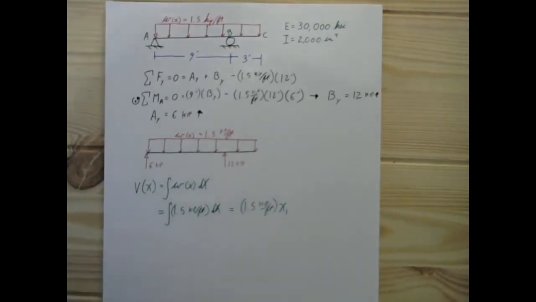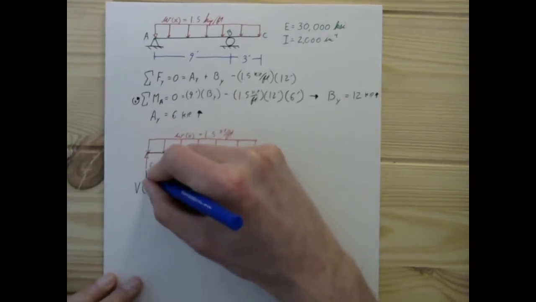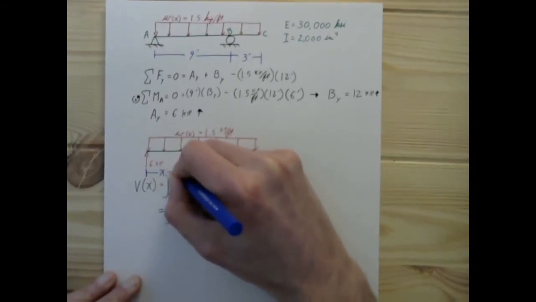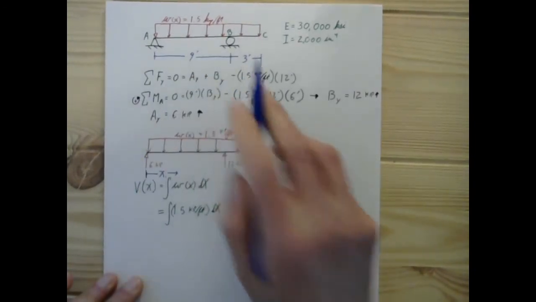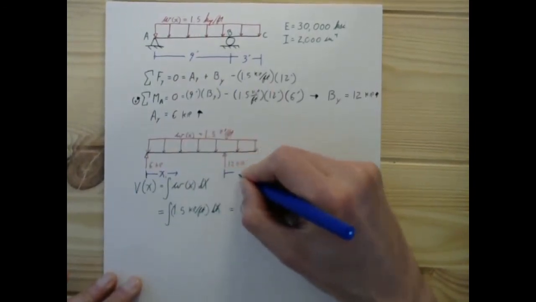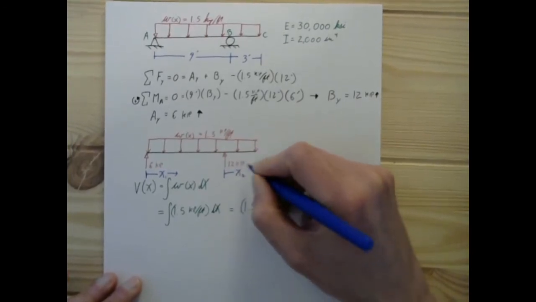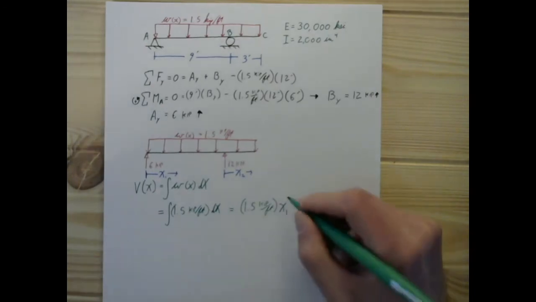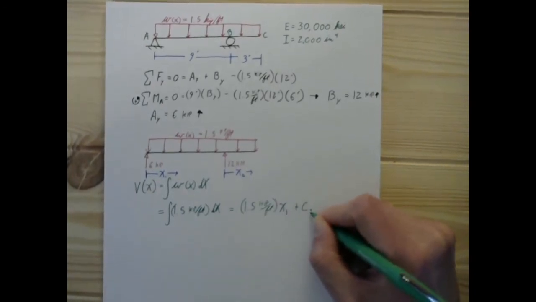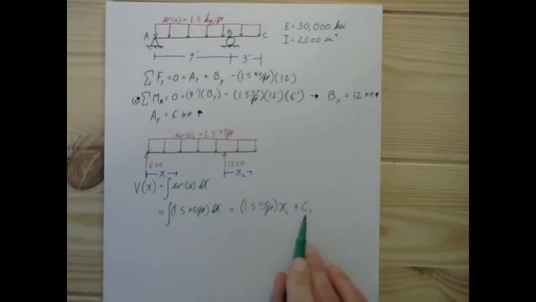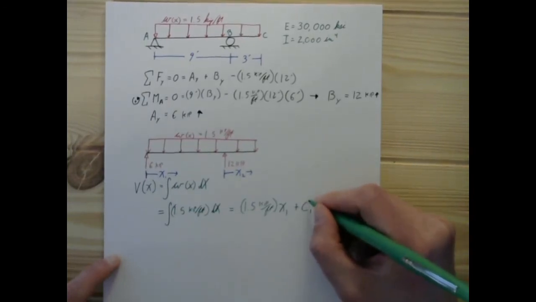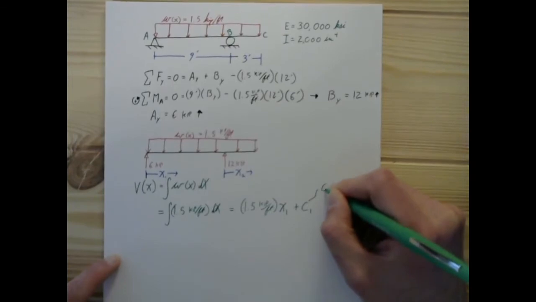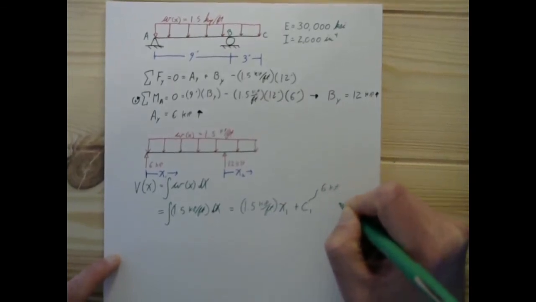I'm going to have it start at A and progress to B. I'm going to define an entirely different x, x2. It's going to start at 0 at B. That'll make our later efforts easier. And we're going to have right here some constant of integration C1. Well, we've got this point load of 6, so we know that C1 has to be equal to 6 kips.